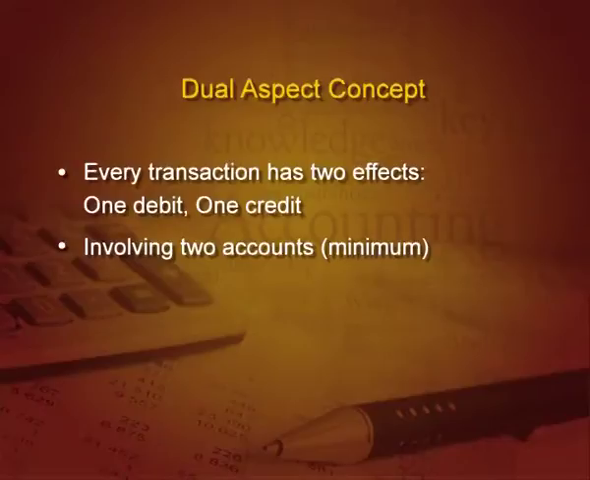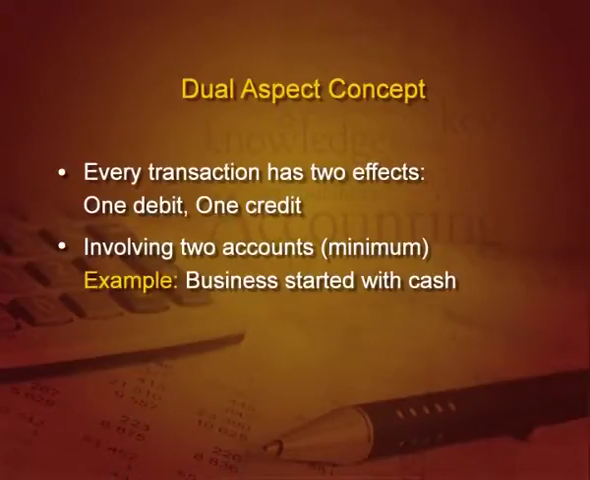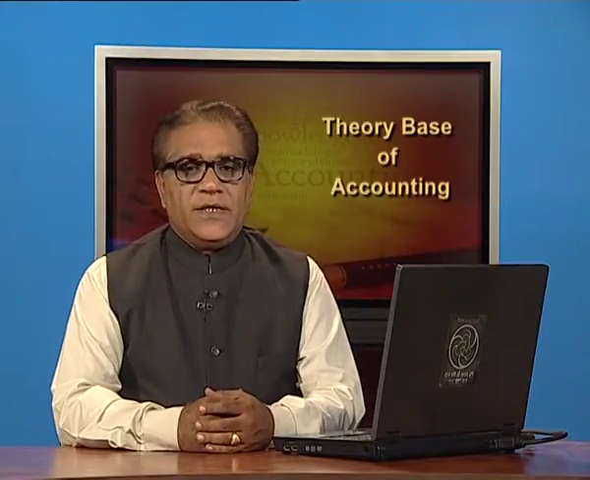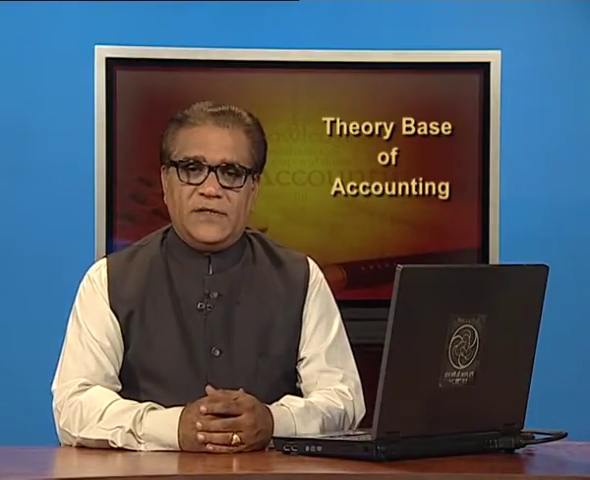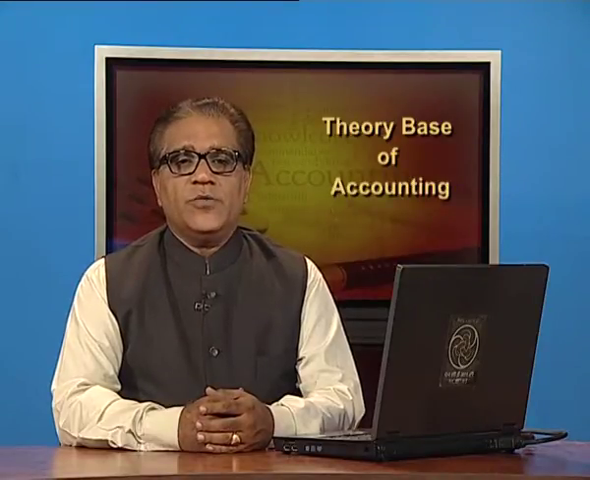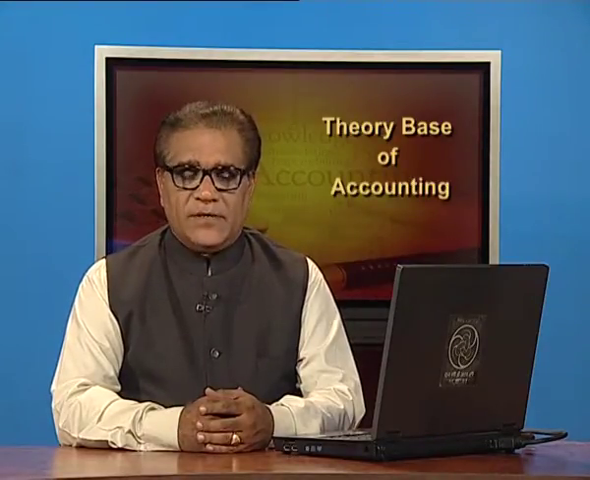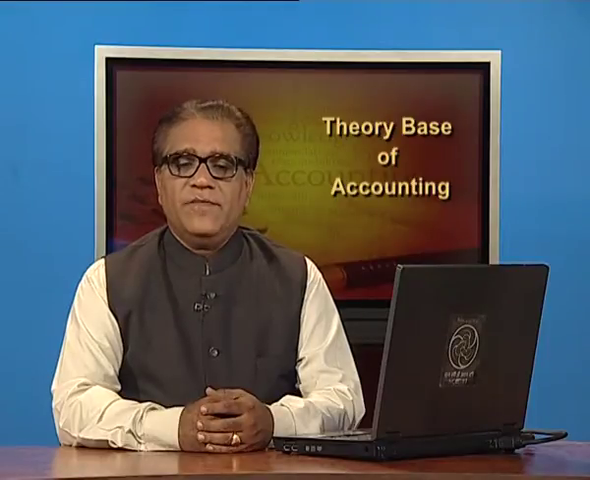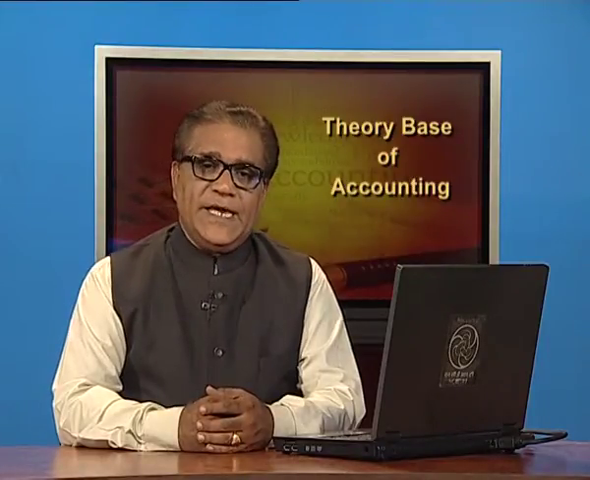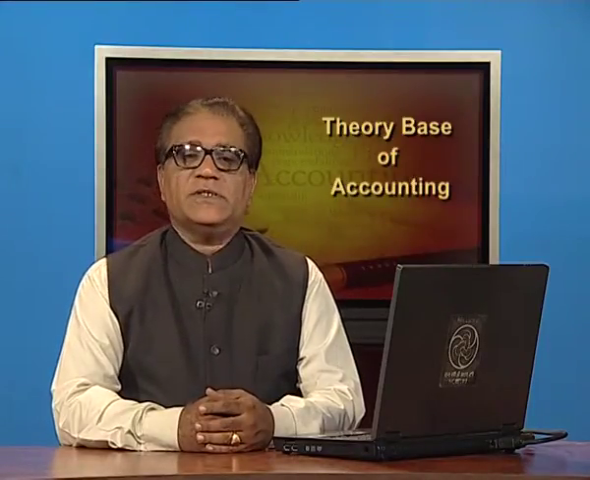For example, if we start a business with cash, the two accounts involved are first cash and second capital. Cash is coming in the business and the businessman is contributing it towards the capital, that is liability for the business, and cash is asset for the business.